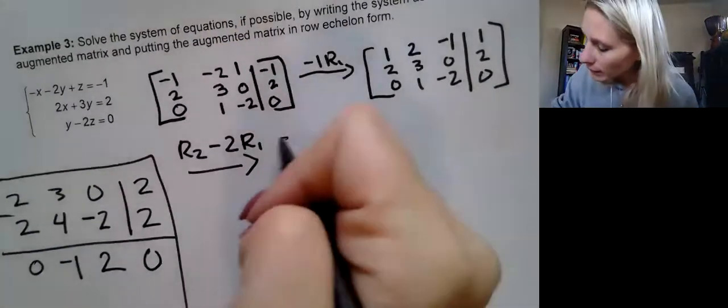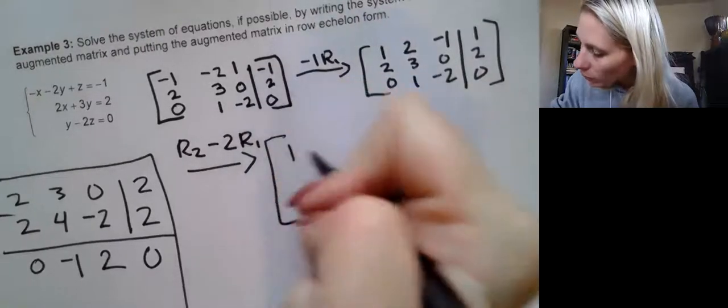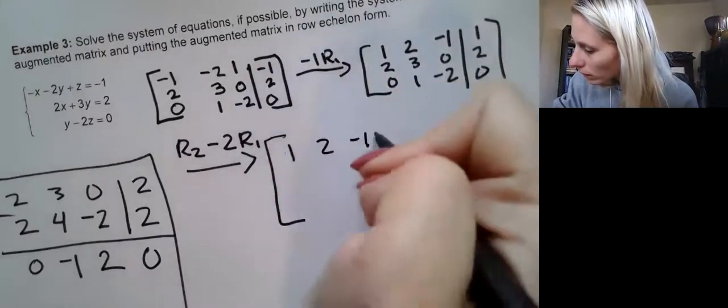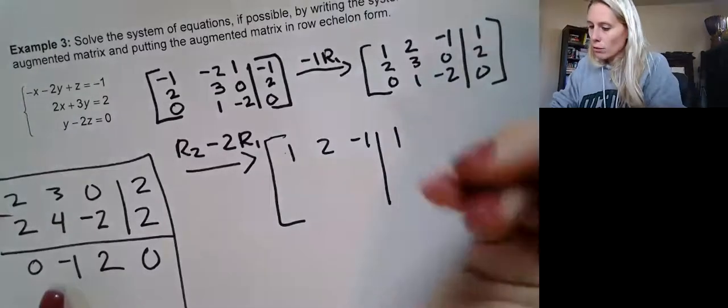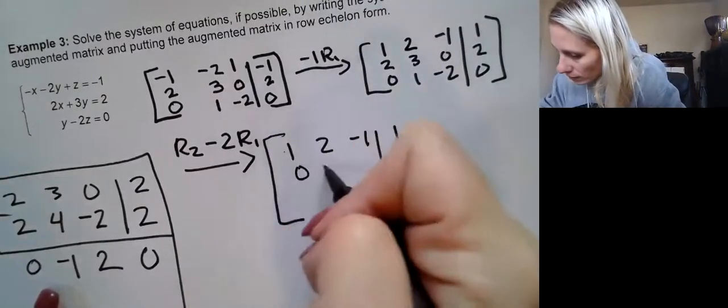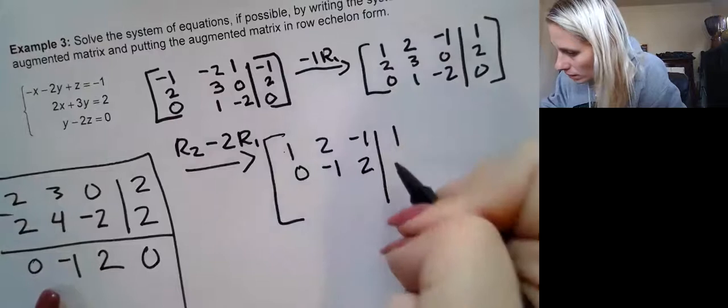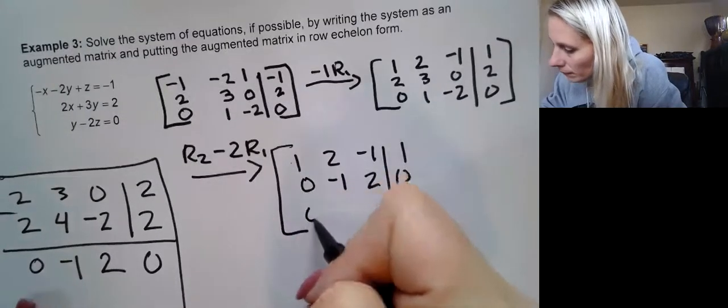All right, let's rewrite it. I get 1, 2, -1, 1. This is my new row 2, remember? So 0, -1, 2, 0. Row 3.